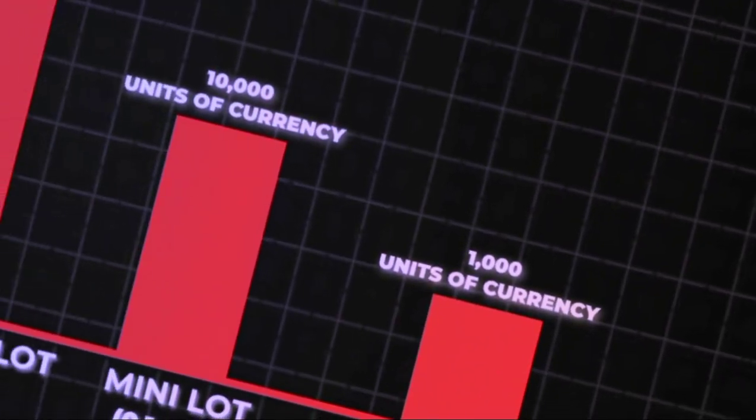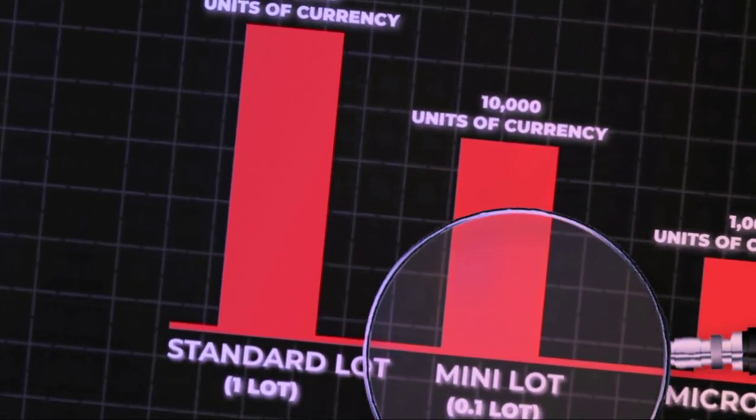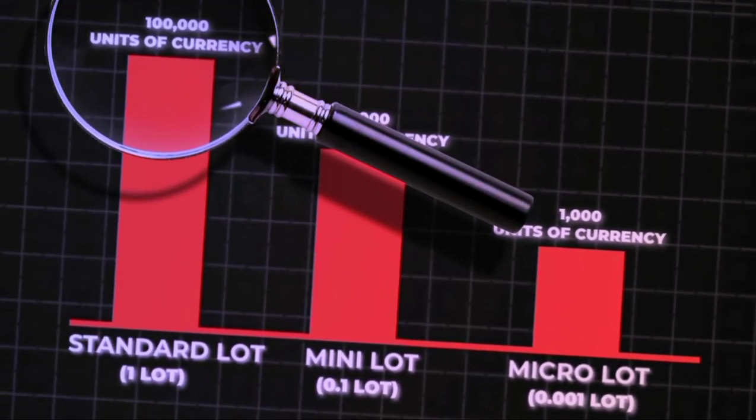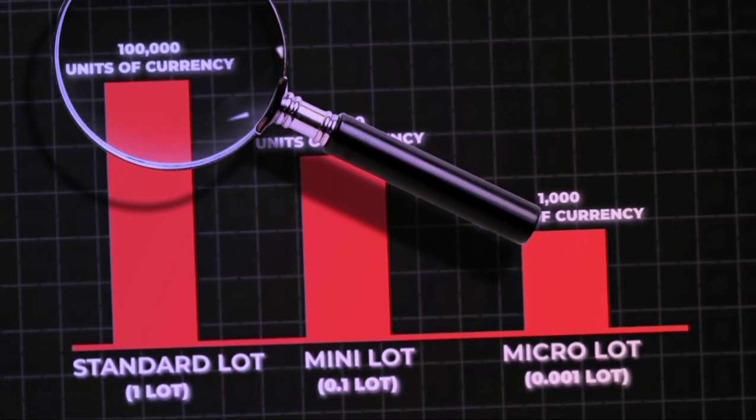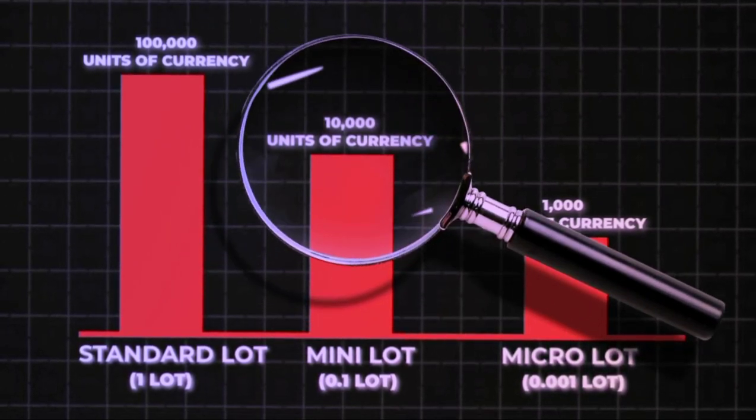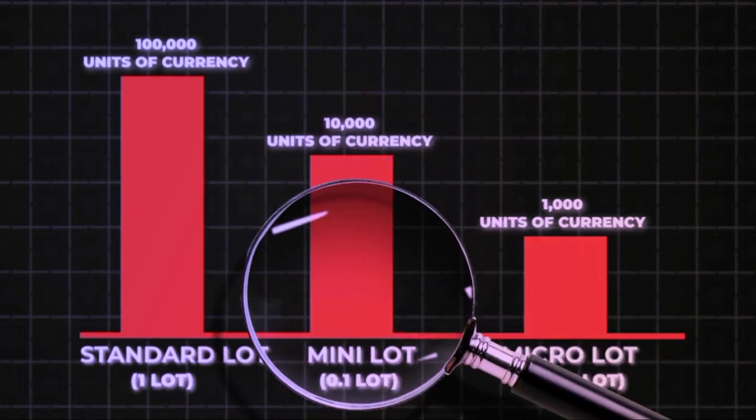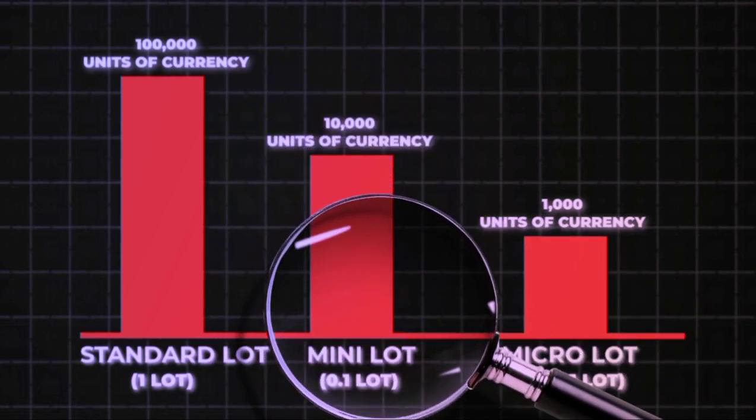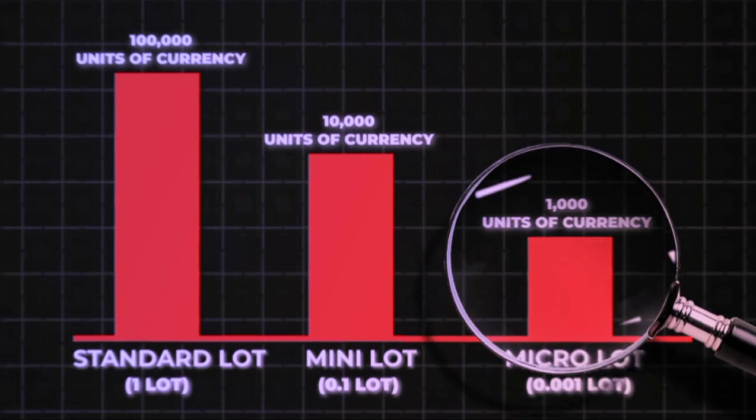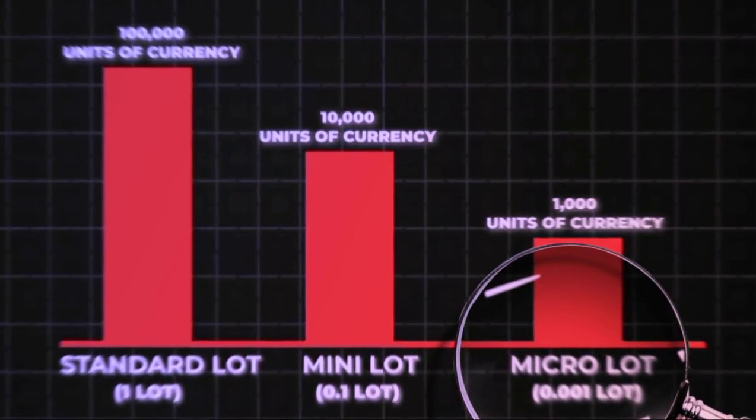Let's see the types. There are basically three types of lot size: standard lot, mini lot, and micro lot. Standard lot contains 100,000 units and is represented on MT4 by 1.0. Mini lot contains 10,000 units and is represented on MT4 by 0.1. While micro lot contains 1,000 units and is represented on MT4 by 0.01. I will show you where to input them on MT4 soon. Let's just explain what each of them mean.